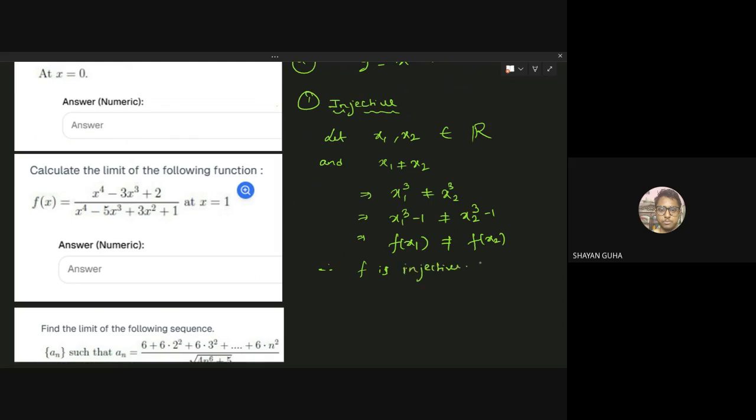Okay, so f is injective here. Everyone clear till this part?